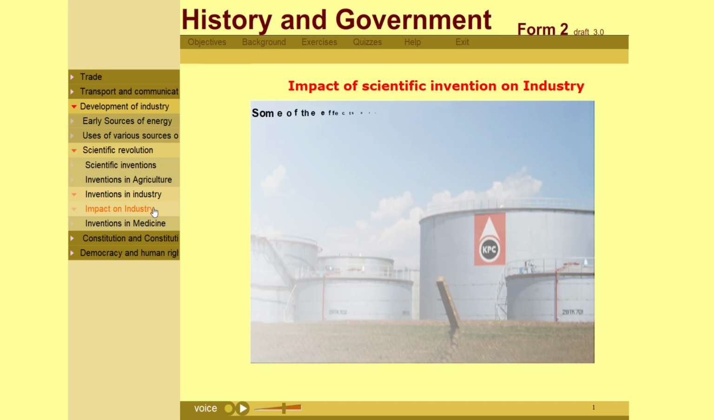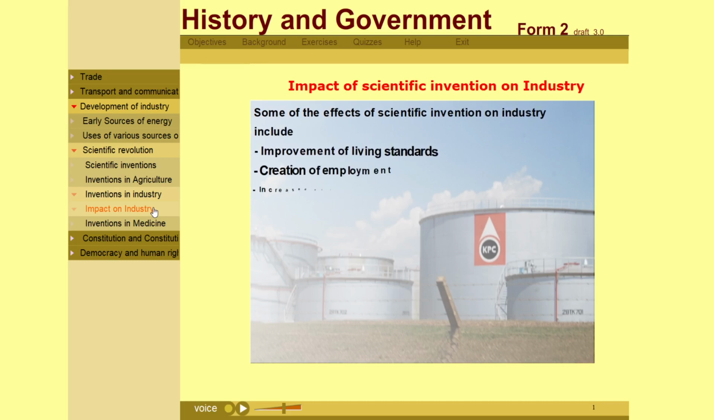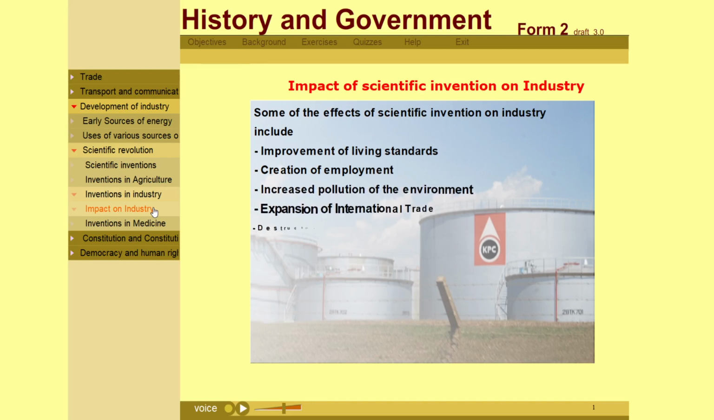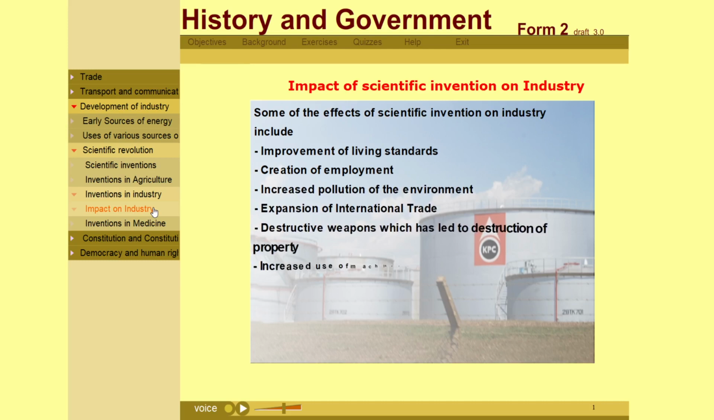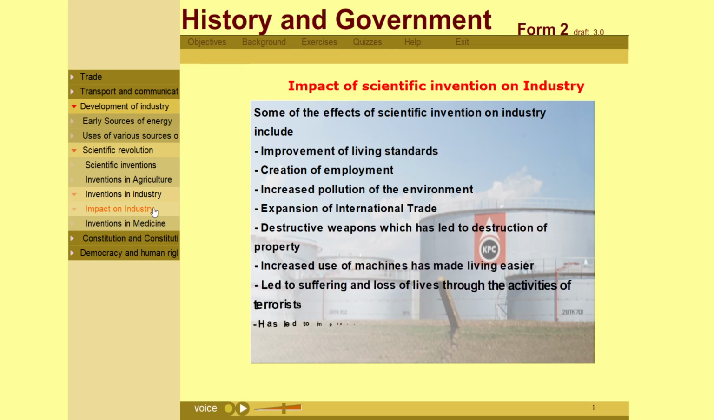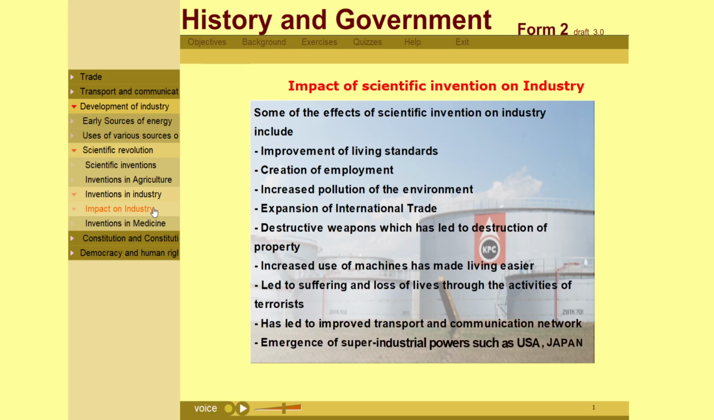Some of the effects of scientific invention on industry include improvement of living standards, creation of employment, increased pollution of the environment, expansion of international trade, destructive weapons, which has led to destruction of property, increased use of machines has made living easier, led to suffering and loss of lives through the activities of terrorists, has led to improved transport and communication network, and emergence of super-industrial powers such as USA and Japan.